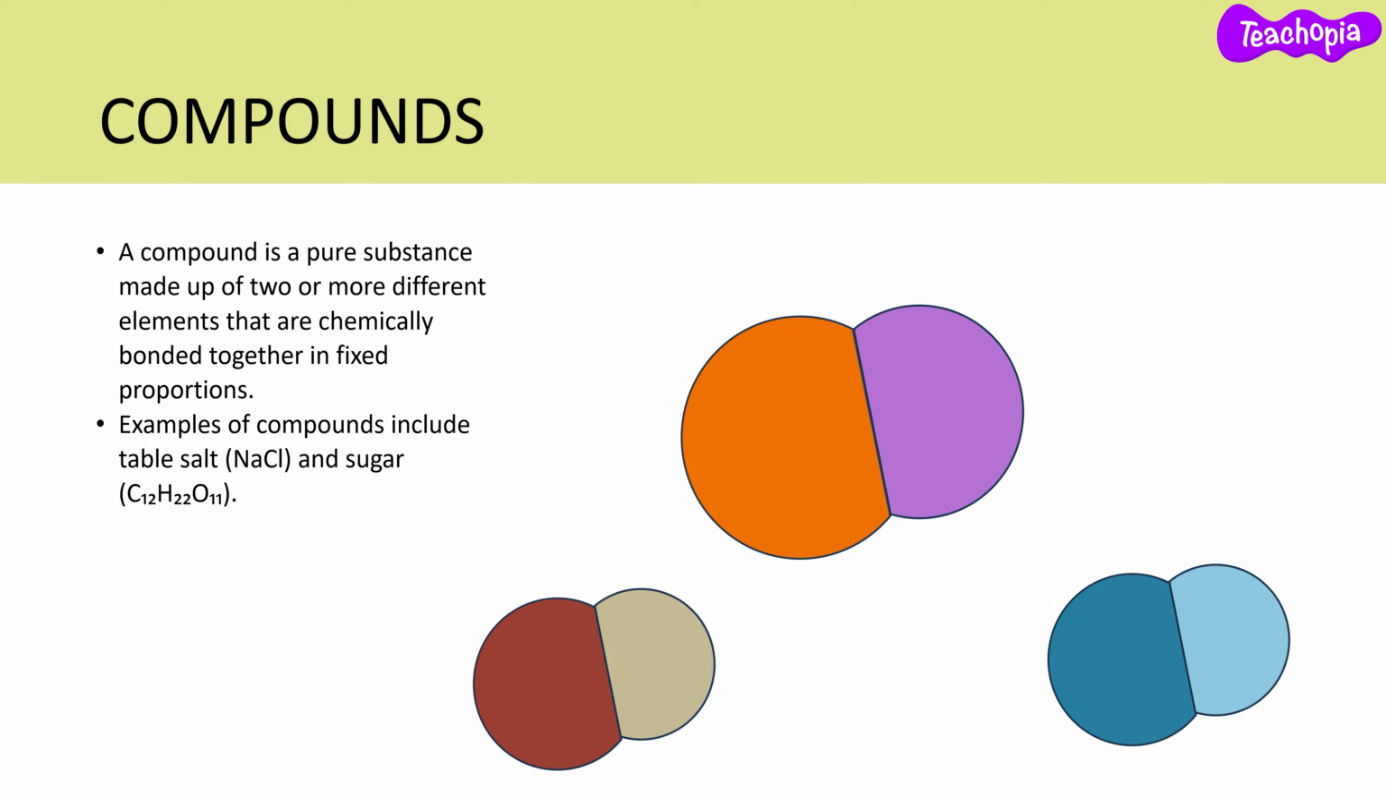Compounds are made up of elements in a fixed ratio. For instance, in the compound water, there are always two parts of hydrogen for every one part of oxygen. The properties of compounds are unique and different from the properties of the elements that make up the compound.